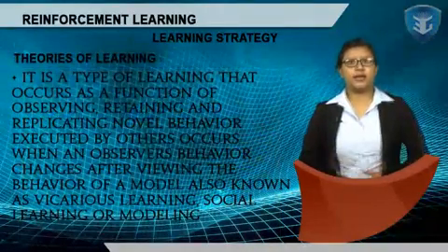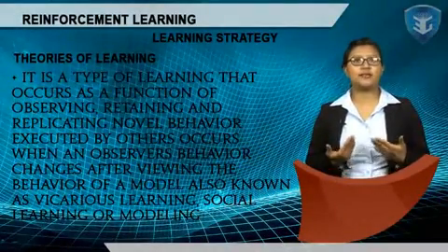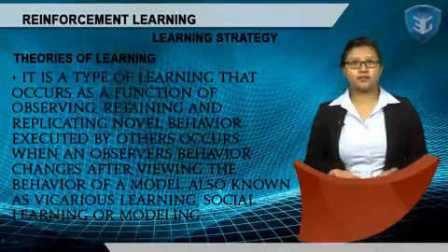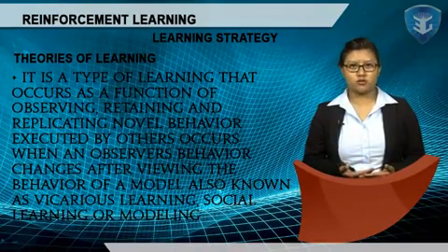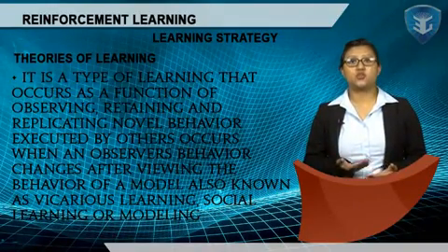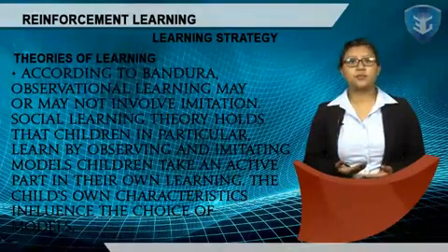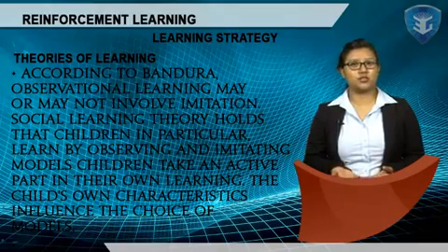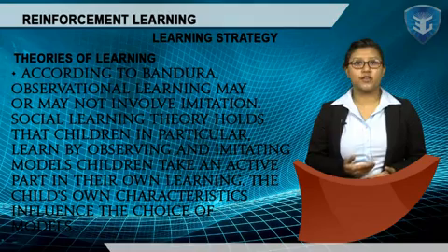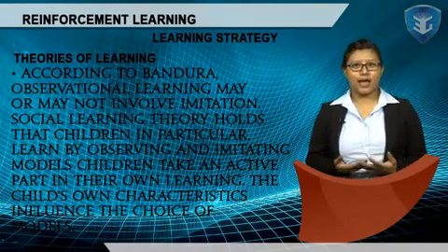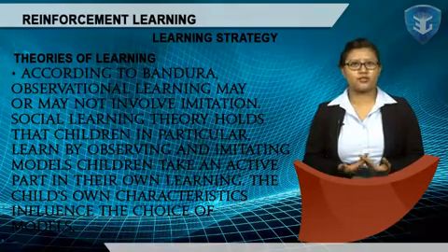Theories of learning. Observational learning is a type of learning that occurs as a function of observing, retaining and replicating novel behavior executed by others. It occurs when an observer's behavior changes after viewing the behavior of a model, also known as vicarious learning, social learning or modeling. According to Bandura, observational learning may or may not involve imitation. Social learning theory holds that children in particular learn by observing and imitating models. Children take an active part in their own learning. The child's own characteristics influence the choice of models.